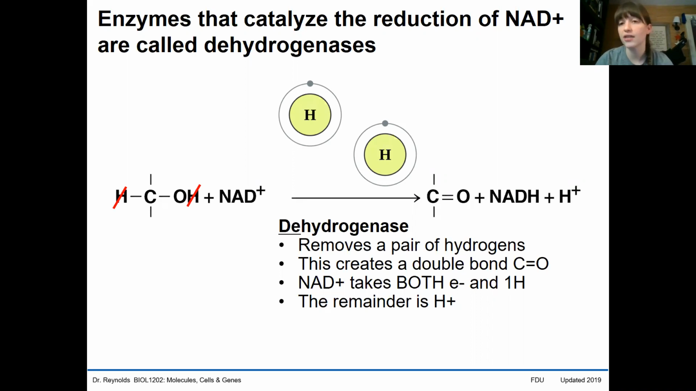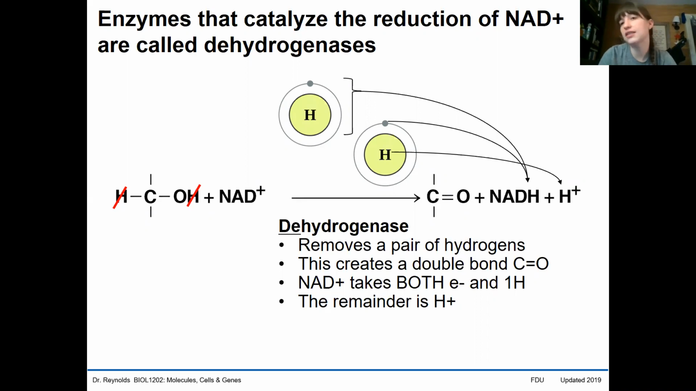Each hydrogen has one electron associated with that atom. Each one of those electrons can now be donated to a molecule of NAD+, along with one of the hydrogens, forming the new bond. And then it leaves behind one hydrogen that gets a positive charge because it lost its electrons to the NADH.